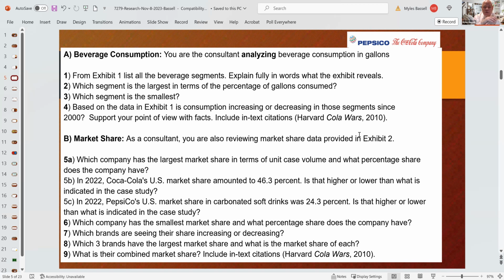In 2022, right? So I've included some very recent market share data. The Coca-Cola company had a market share in the US of 46.3%. Is that higher or lower than what is indicated in the case study? So again, change over time. So look at the market share data that was presented in the case, and then compare it with this current market share data for Coca-Cola in the US and also for Pepsi. How has it changed over time?